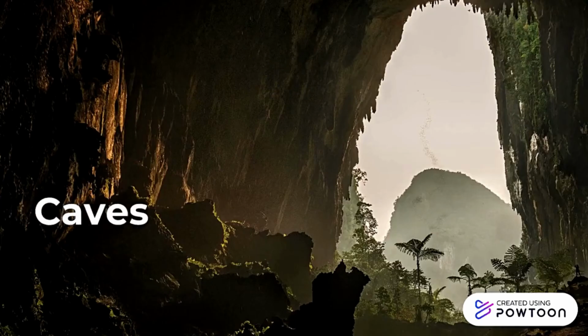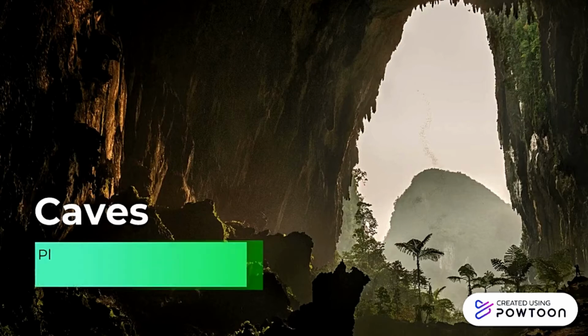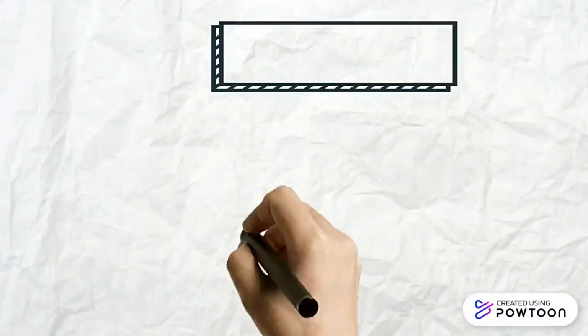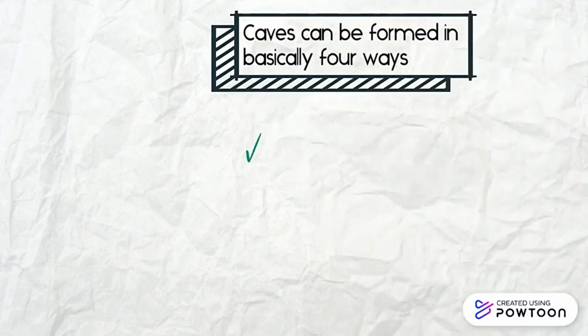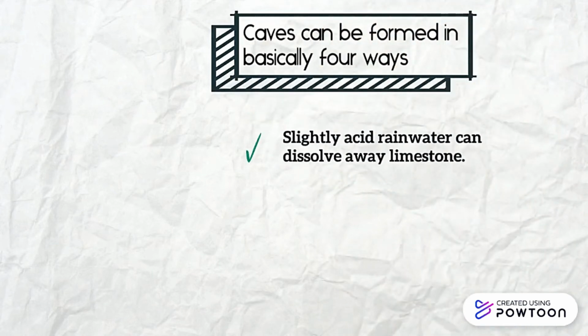Okay, now we go to the subtopic under the soil, which is cave. Cave is the place where soil or rock has disappeared. Basically, caves can be formed in four ways. First, slightly acid rainwater can dissolve away limestone.